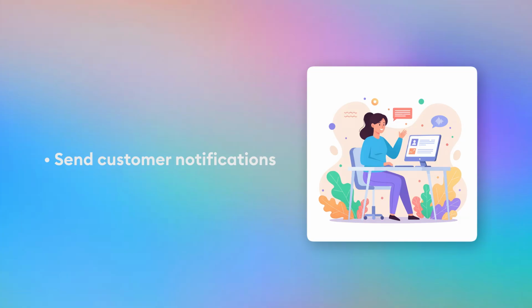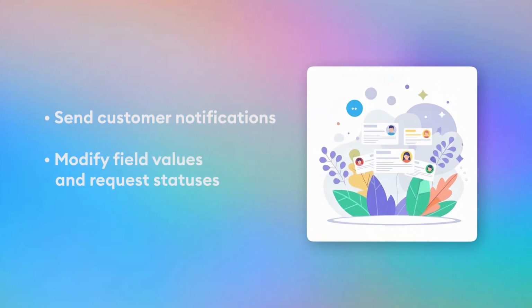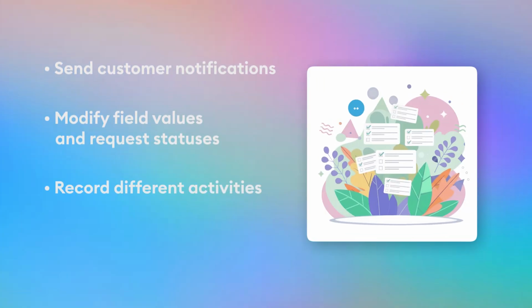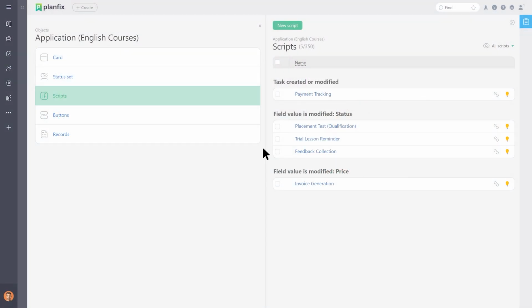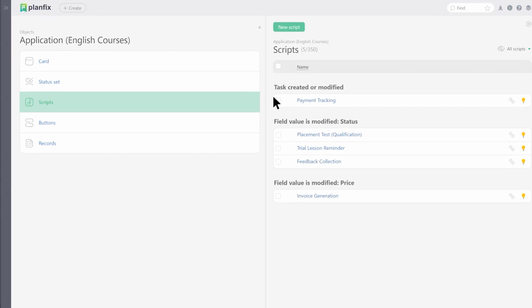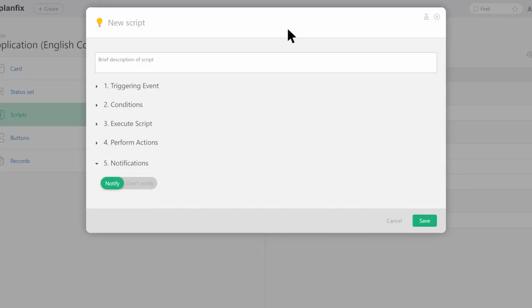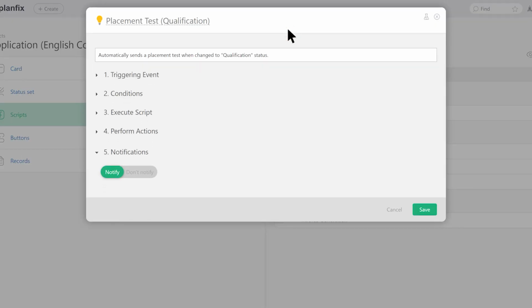For instance, scripts can send notifications to customers, modify field values and request statuses, record different activities, and automate entire sequences of events. You can configure scripts independently for each object. Every script has two required fields, name and description. It also includes 5 main configuration sections.